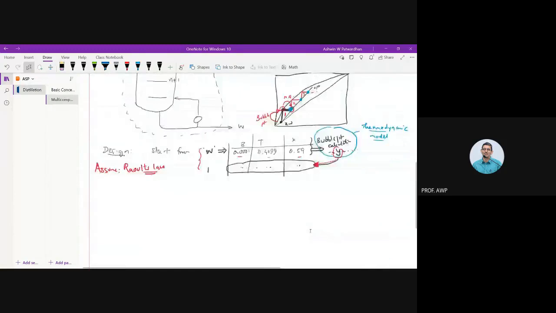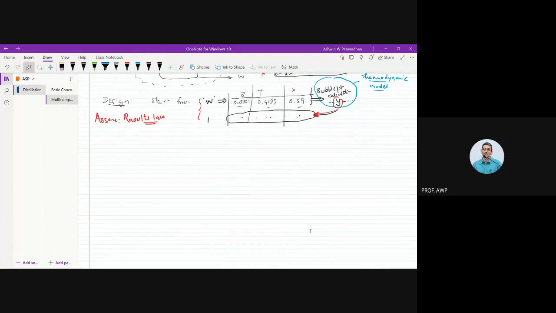Can you do? Hello. Anybody has doubts in doing these calculations? Only one person seems to think that they can do the calculations.